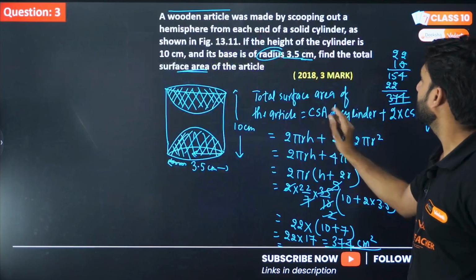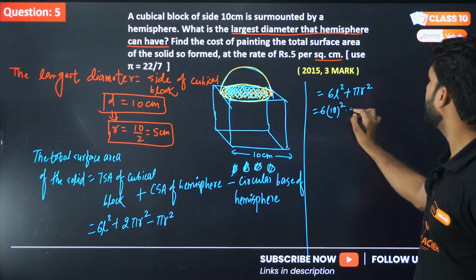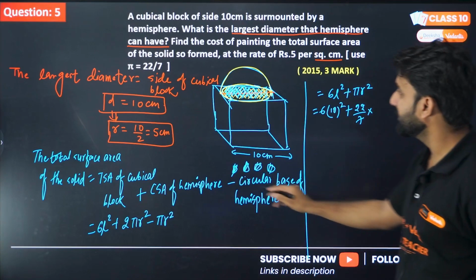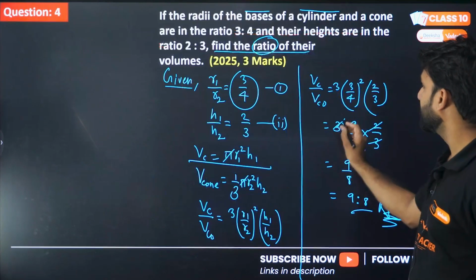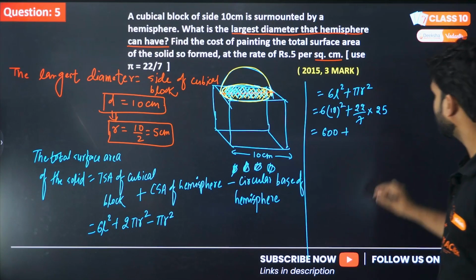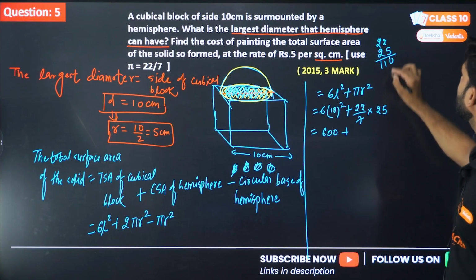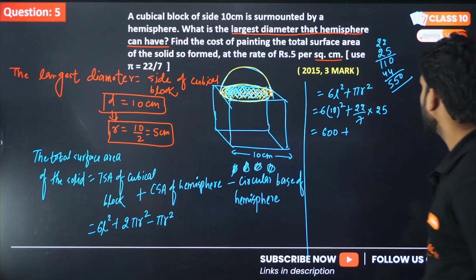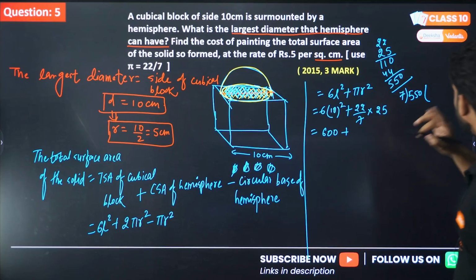So 6 into the side of cubicle block is 10 here, so 10 square, plus we can use pi as 22 by 7 into radius is 5 here, so 5 square will be 25. Now solve this. 10 square is 100 into 6 will be 600, plus this will be 22 into 25. What will be the result? This will be 550, and it will be divided by 7. So divide this value by 7. So what will be the result?